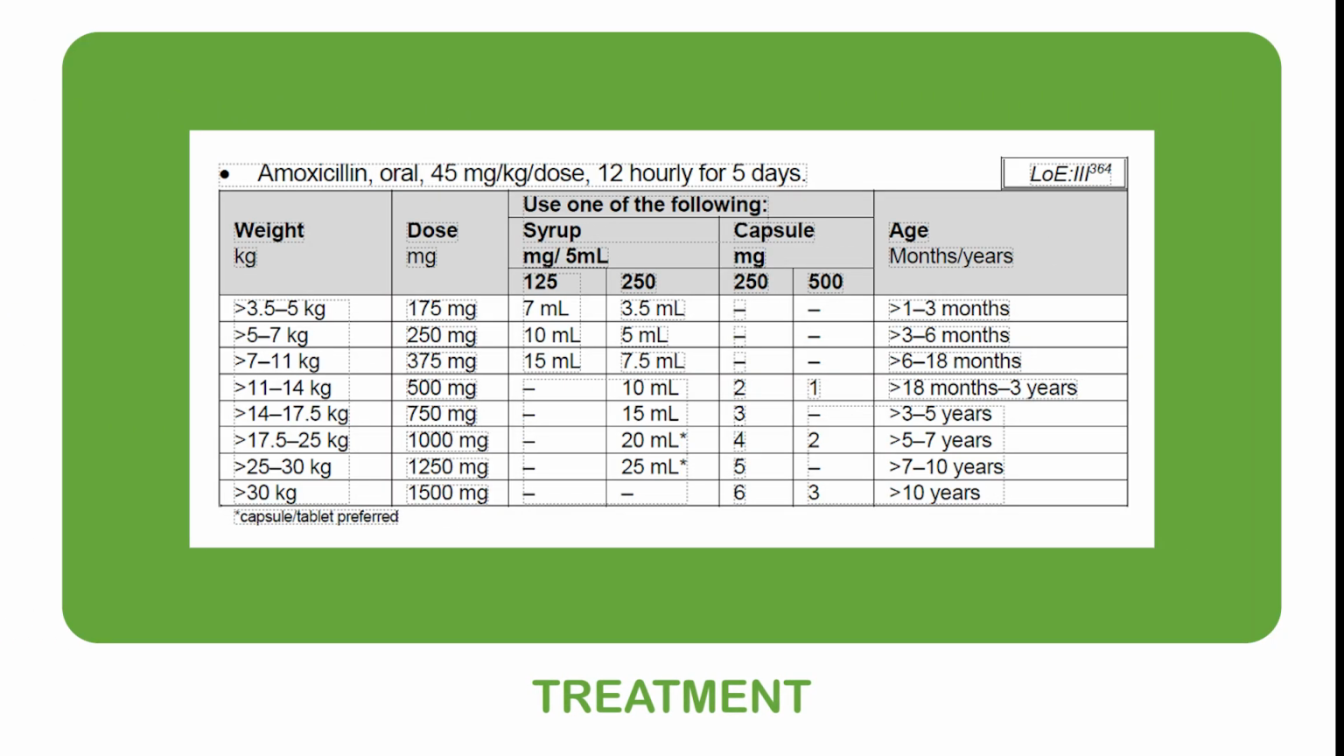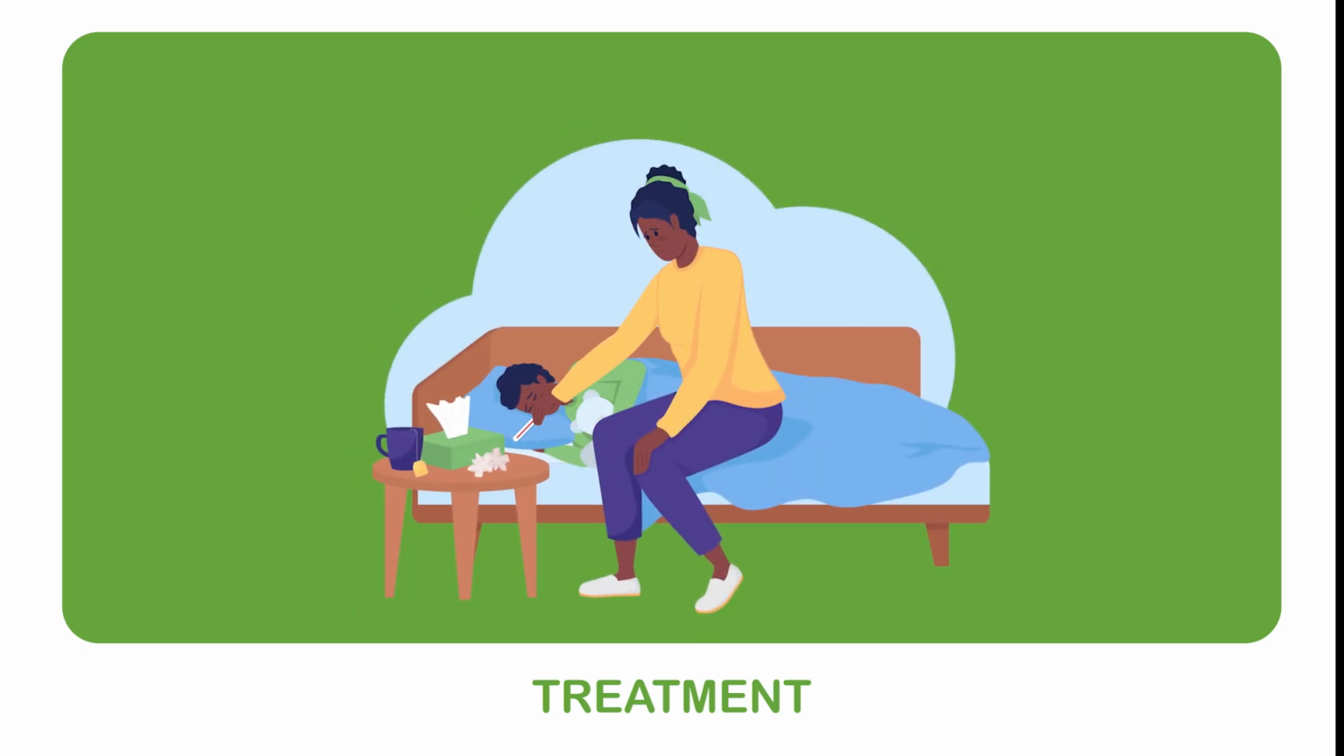Amoxicillin, oral, 45 mg per kilogram per dose, 12 hourly for 5 days. Weigh the baby as the dose is calculated based on the weight of the child. Also, assess the child for possible signs of TB.